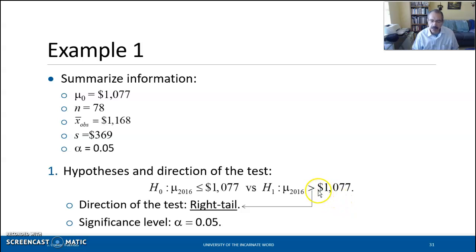And you remember that the alternative hypothesis determines the direction of the test. So here we're looking for values larger than 1,077. So this is a right tail test, and the significance level, as we said earlier, is 0.05. So we have completed the translation of the practical problem into a statistical problem.